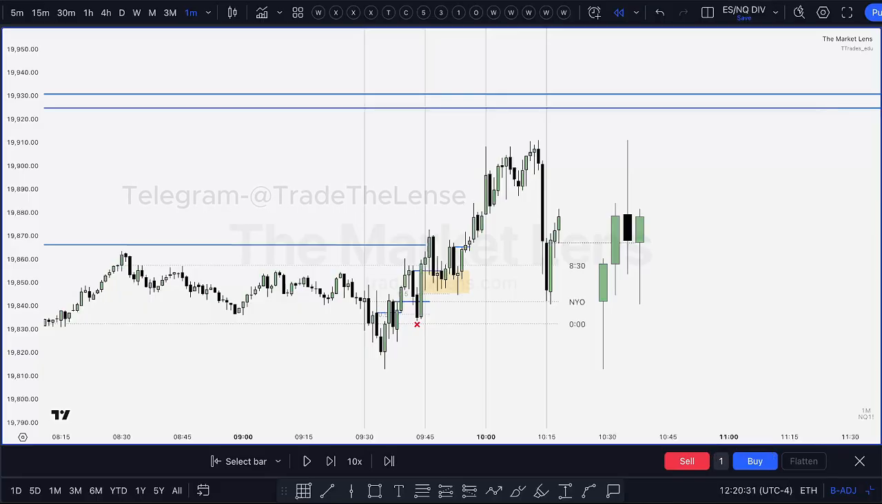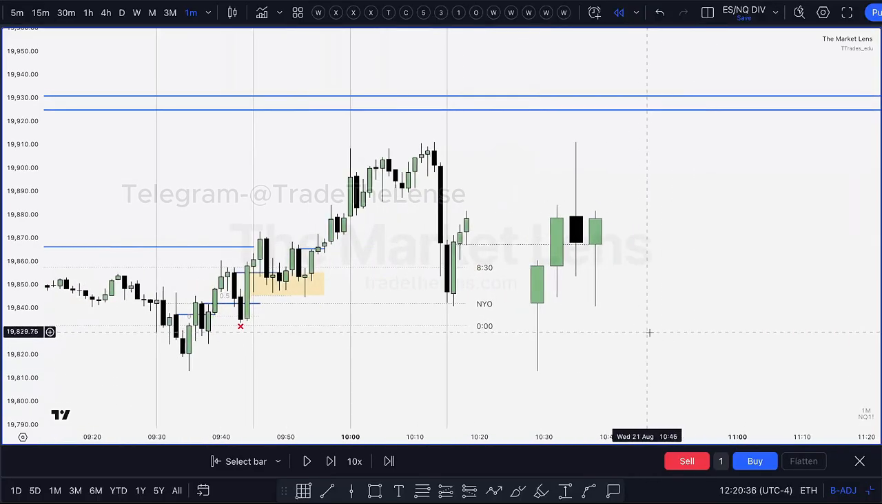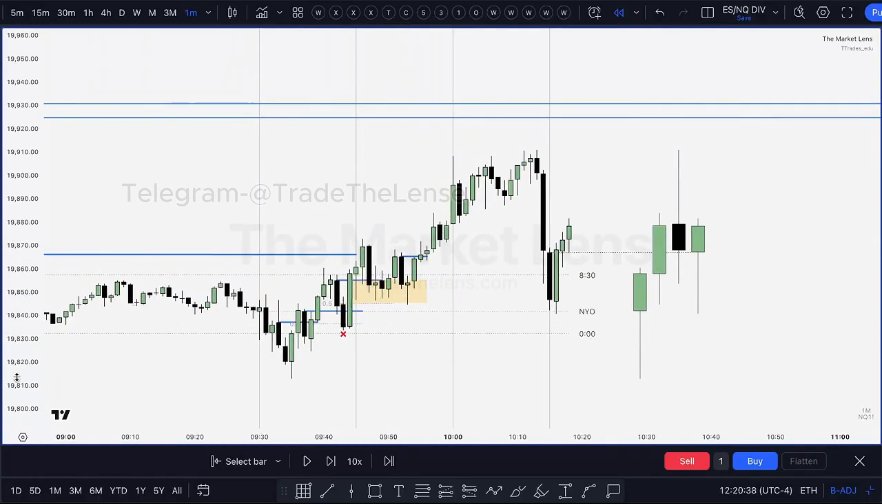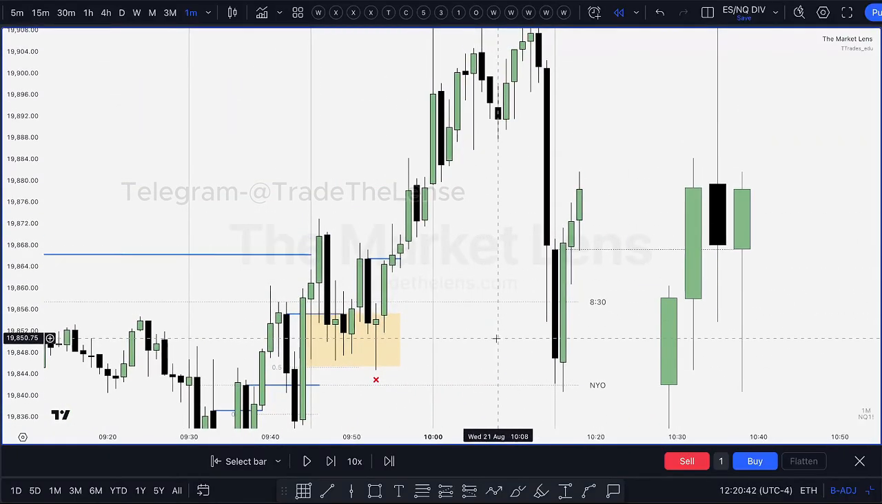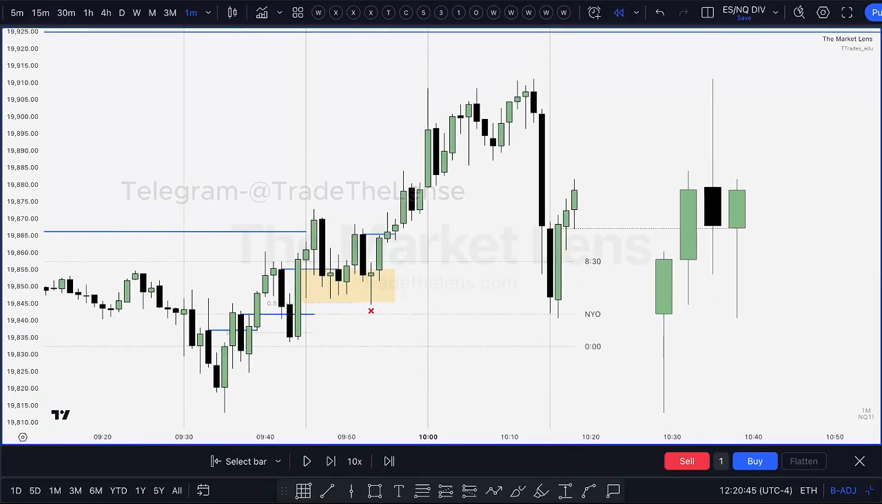So there's quite a few entries in there. The one I try to focus on for people learning the model would be this one, after we validate this low within the candle. Hopefully that makes sense.